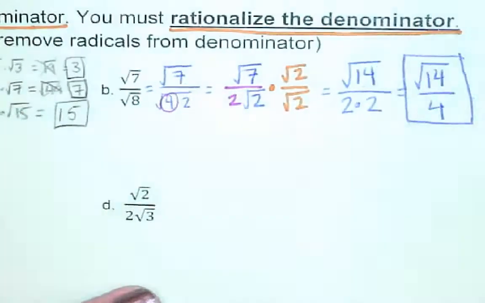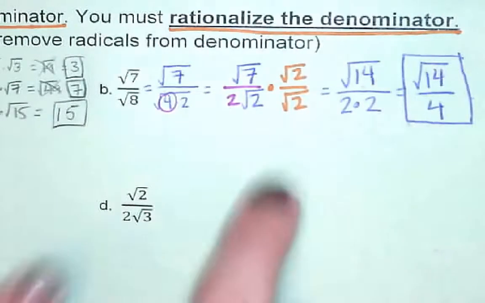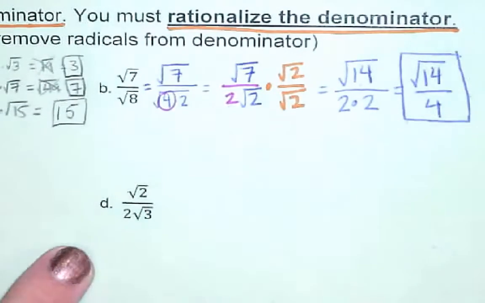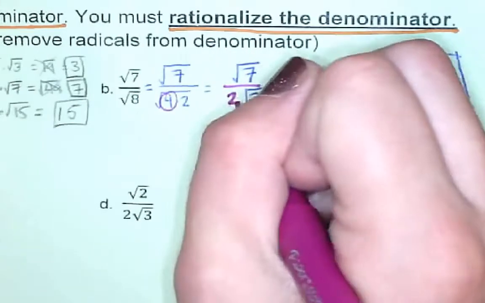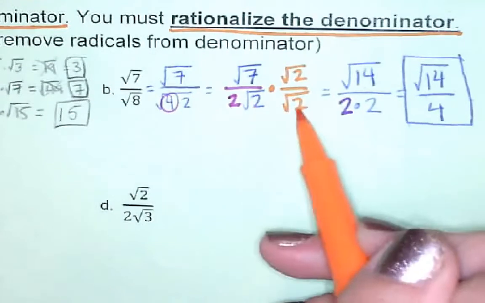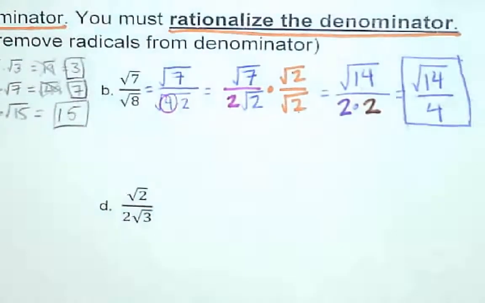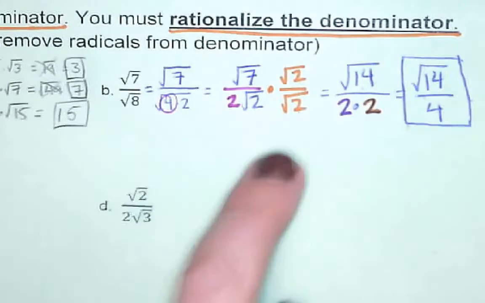Do I have any questions about how that works? Do y'all feel good about that? Do y'all see where I got the 2 times 2 on the bottom? The first 2 is this lovely 2 right here. The second 2 comes from square root of 2 times square root of 2. So that's where the second 2 comes from, and 2 times 2 gives us 4. Any questions for me on that guy?